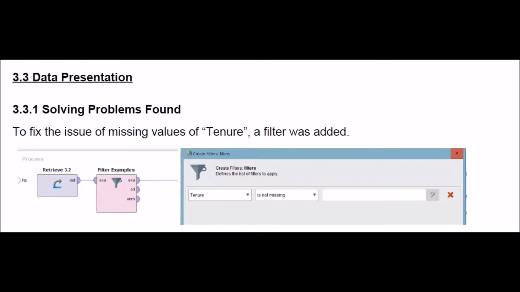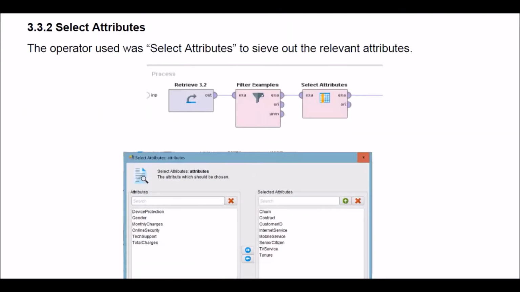To fix the issue of missing values of tenure, a filter was added. Under parameters, we set the entry as tenure and chose the filter "is not missing" to filter out the data where tenure has missing entries, keeping the data with entries. Since the missing tenure only accounts for 30 results out of the total of 7,043 results, it is not significant enough to affect the overall results drastically if removed.